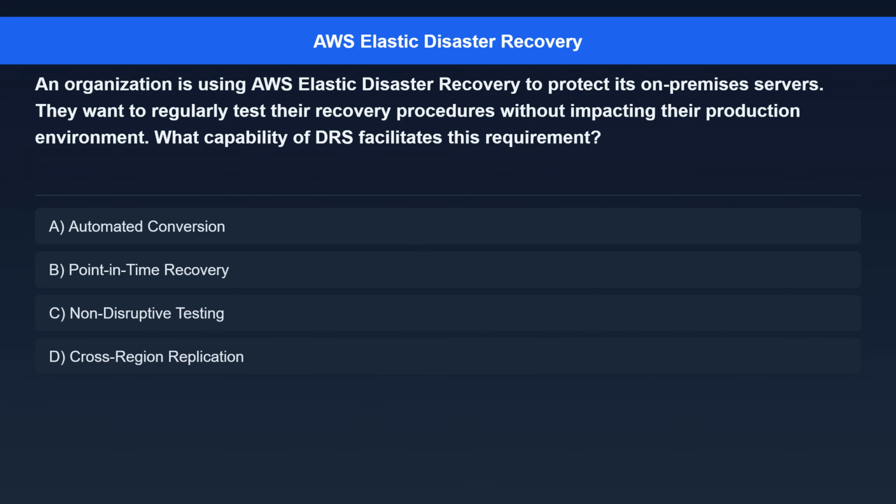Question 6. An organization is using AWS Elastic Disaster Recovery to protect its on-premises servers. They want to regularly test their recovery procedures without impacting their production environment. What capability of DRS facilitates this requirement? Option A, automated conversion. Option B, point-in-time recovery. Option C, non-disruptive testing. Option D, cross-region replication.